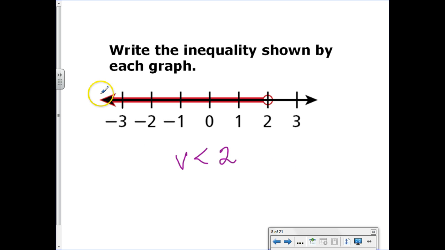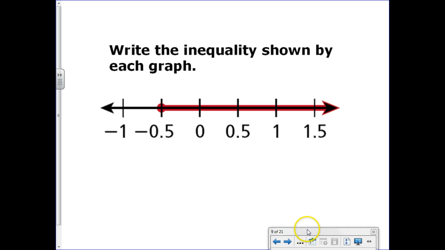You can tell that because notice how this arrow matches that arrowhead. Oh, that's cool. This translates to this. I want all solutions that are less than 2. Let's look at another one.